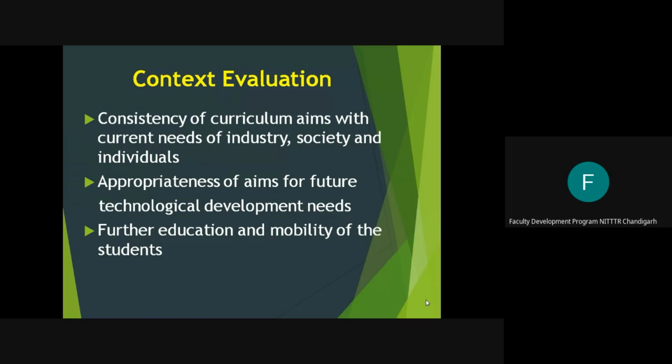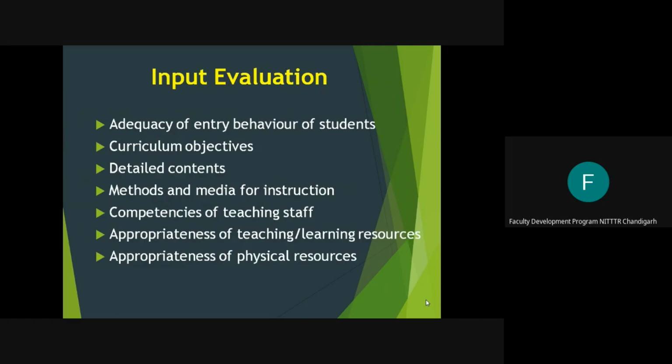Okay, so this was context evaluation. Is it clear? The first part of the CIPP model, C, context evaluation. The second part is input. Okay, so what is input? What is the input of our technical institution? You are a degree level institution, a diploma polytechnic, you are from a polytechnic. What is the input?